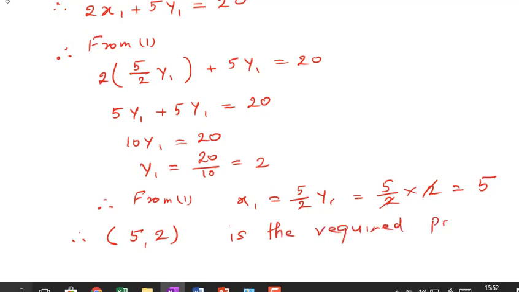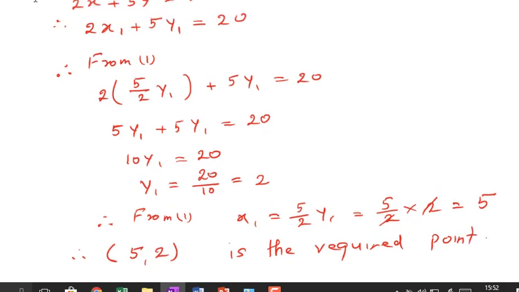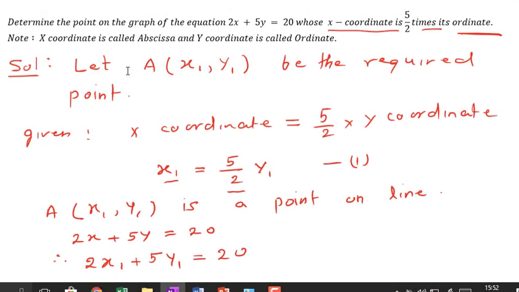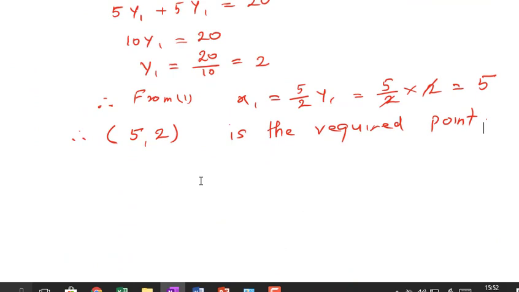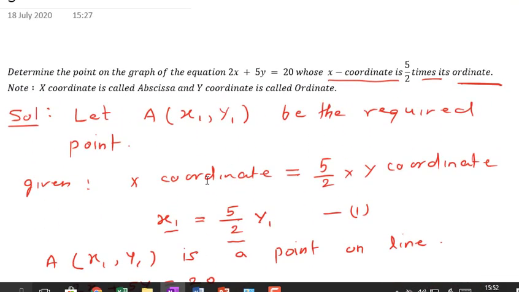Now again see the question. What is the question? The question is to determine the point on the graph. So this (5, 2) is the required point on the graph, right? I hope you understand. It is very important that you read the question properly, understand each and everything which is given in the problem, and most important, you should know what exactly you have to find out.